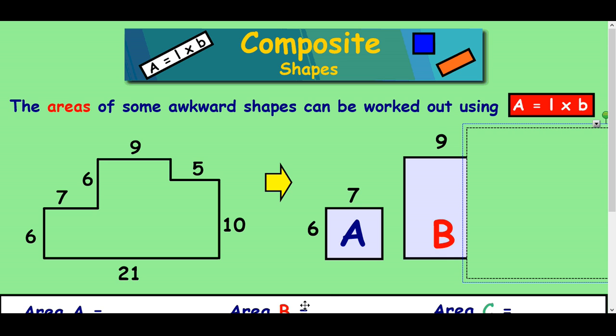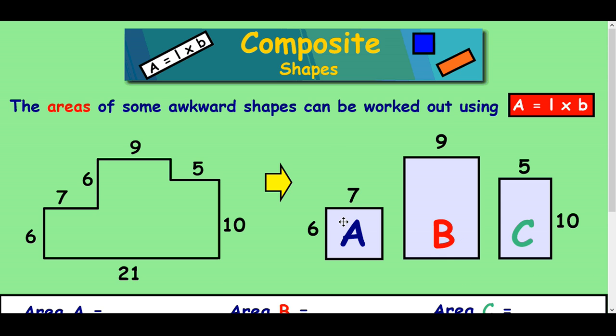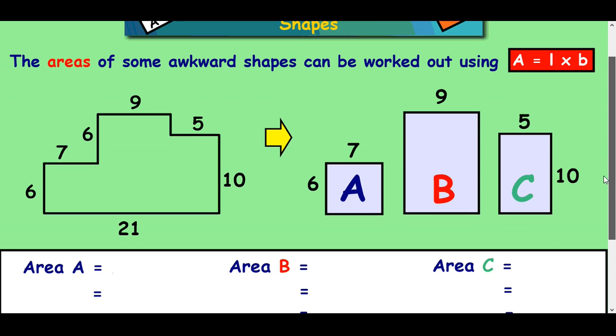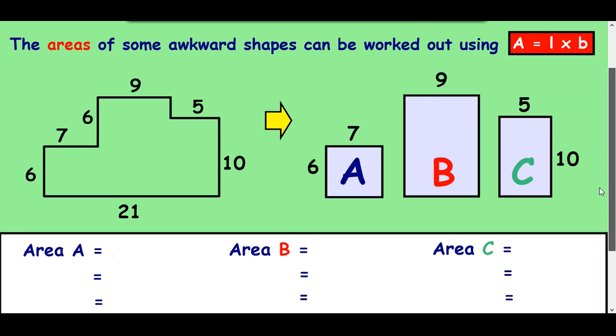So I've got 3 rectangles, and I'm going to name them A, B, and C. And if I work out the area of each one, add it all up, I'll get the total area of this shape. Now, some areas are easy to work out because the sides are given. Some are a wee bit trickier.